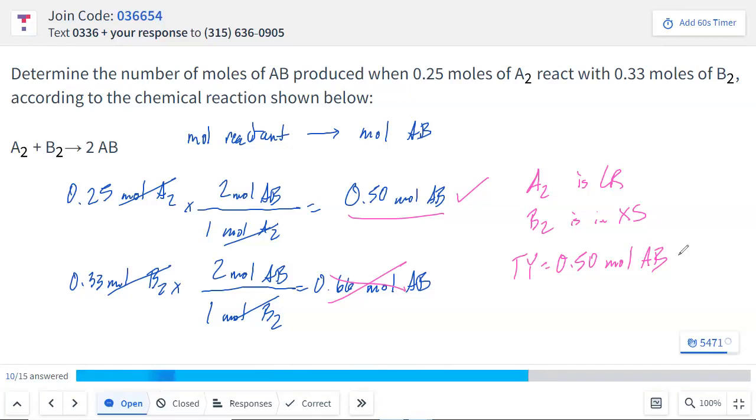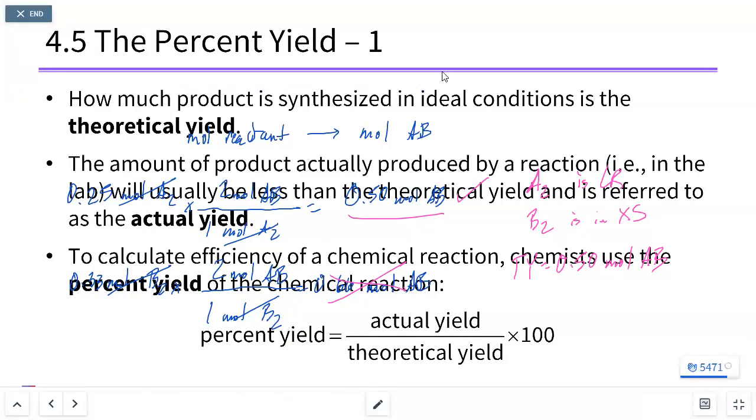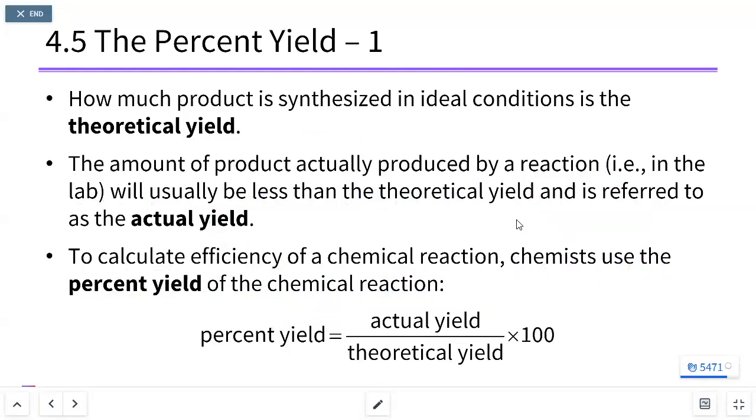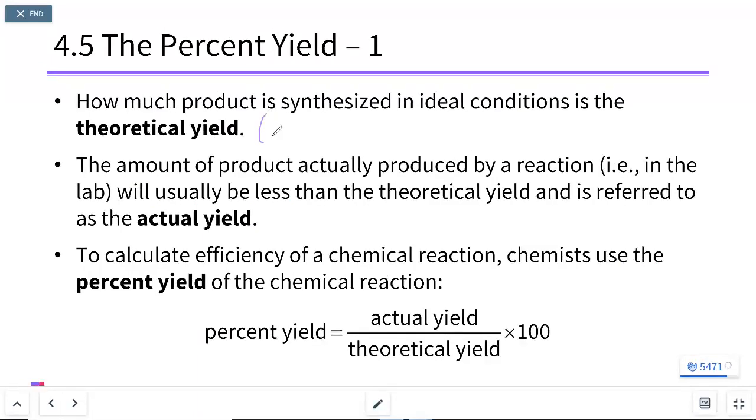Now, the reason I keep mentioning this idea of theoretical yields is because when we start to actually take this out of calculation land and into practice, there are going to be some instances where we want to evaluate efficiency of our processes. So theoretical yield is the amount of product that we would expect from ideal conditions. Another way of putting this would be through calculations or stoichiometry.